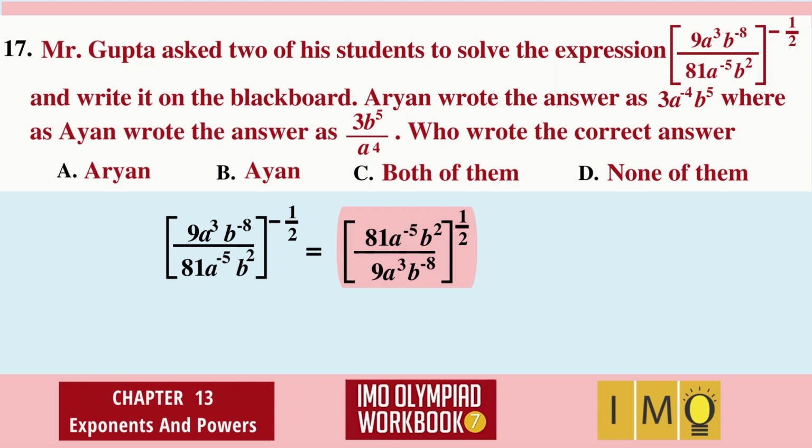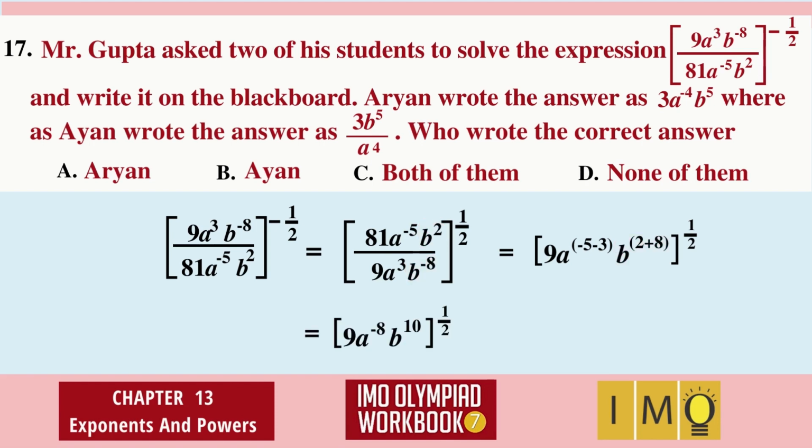Now let's simplify the base. 81 by 9 is 9. a to the power of minus 5 by a to the power of 3 becomes a to the power of minus 5 minus 3. And b to the power of 2 by b to the power of minus 8 becomes b to the power of 2 plus 8. This is equal to (9 a to the power of minus 8 b to the power of 10) the whole raised to 1 by 2.